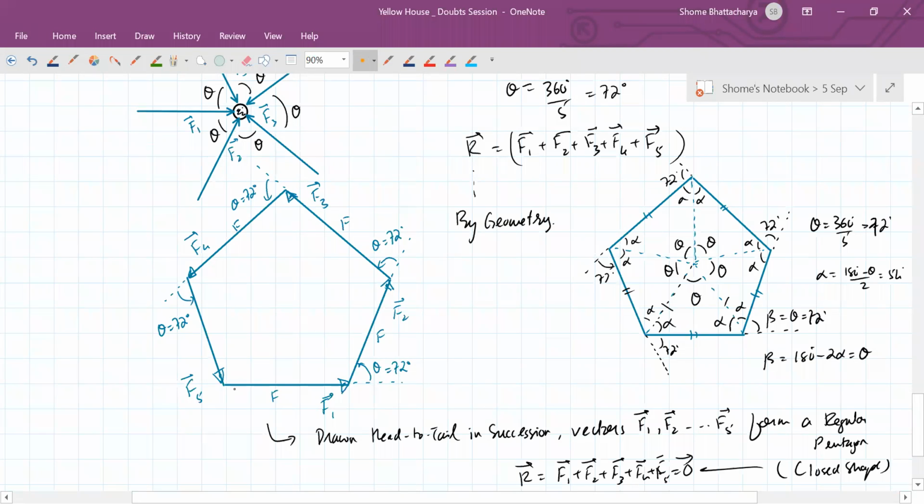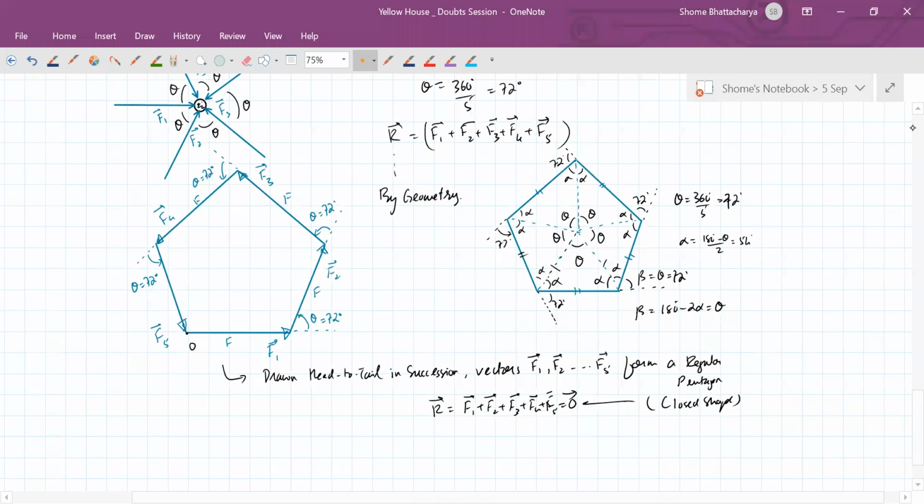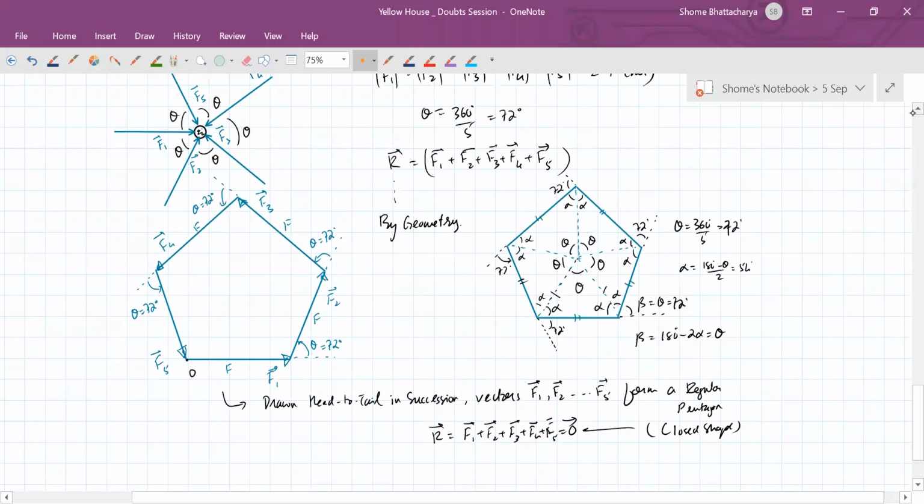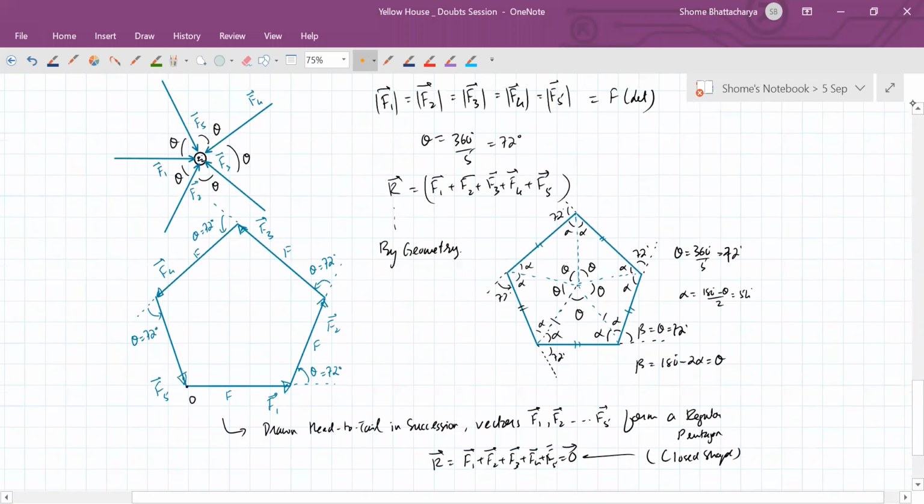Why is it becoming a null vector? Because you can see the origin of the first vector is coinciding with the head of the last vector. If I disturb any of the symmetries, this will not be the case. Even if one of the five forces is not the same in magnitude, then it will change. Or if the angles are not 72 each, say one angle is more than 72 and one is less than 72, then again this symmetry will not be true.